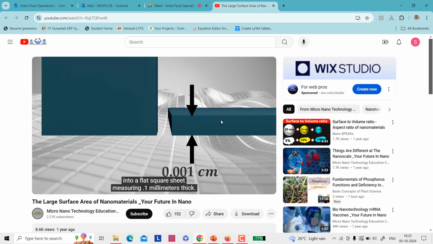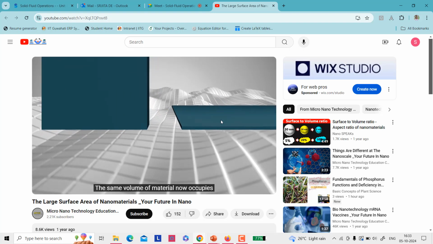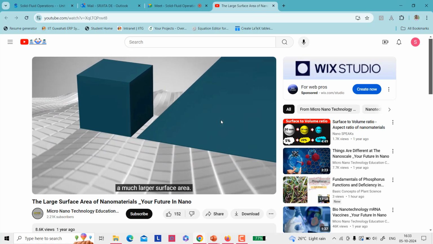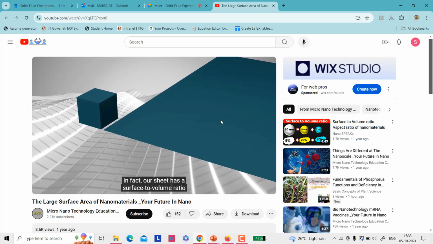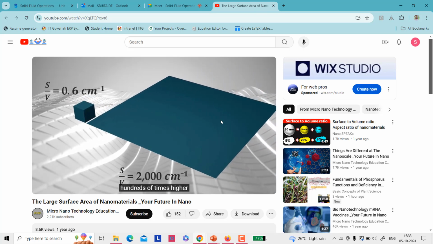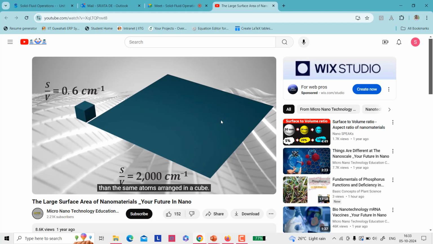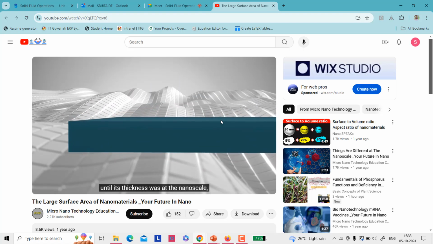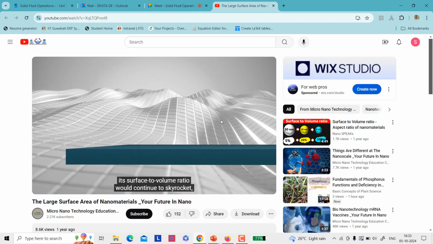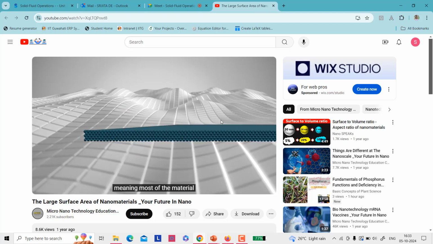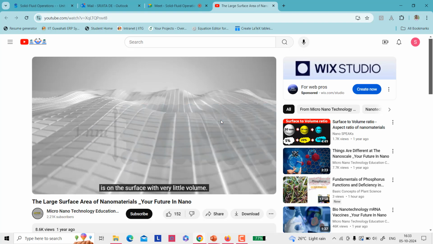This is important because the dominance of surface is one unique characteristic of nanomaterials that gives rise to their novel behaviors and properties. By understanding materials with a high surface to volume ratio, we can design the technologies that the world so desperately needs, like high capacity batteries and seawater desalination systems. So this is how important the surface to volume ratio and quantum confinement effect is.